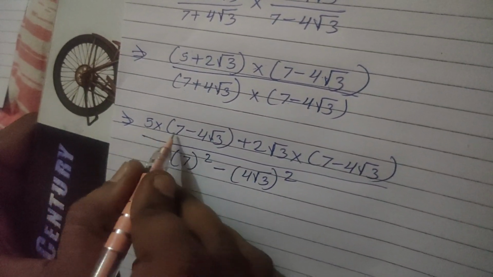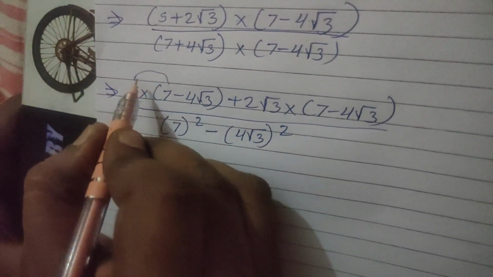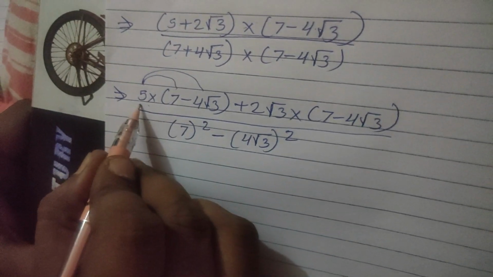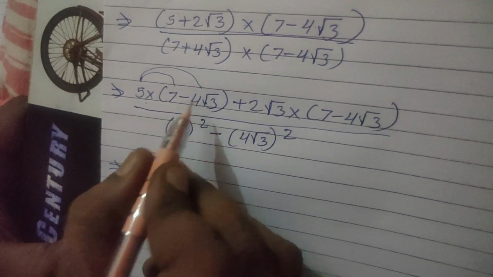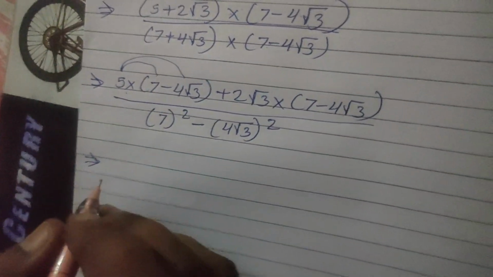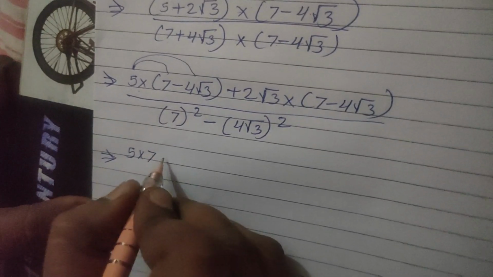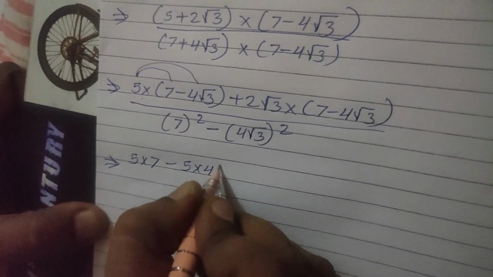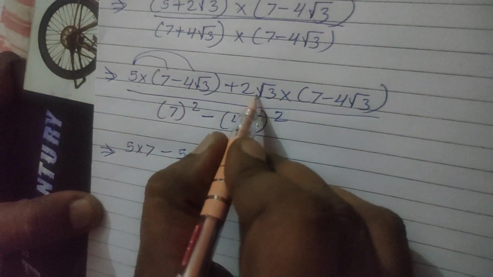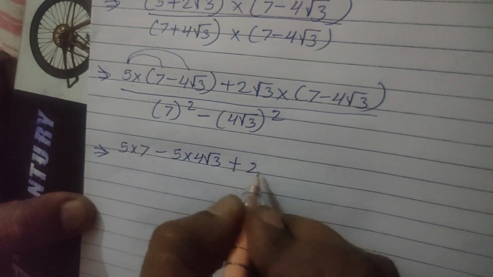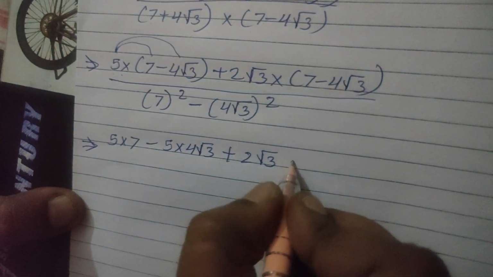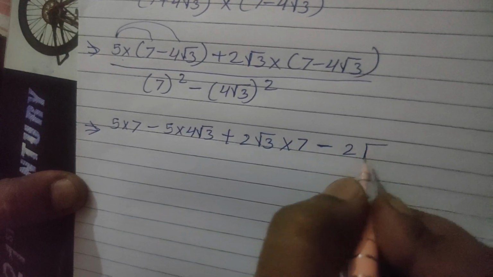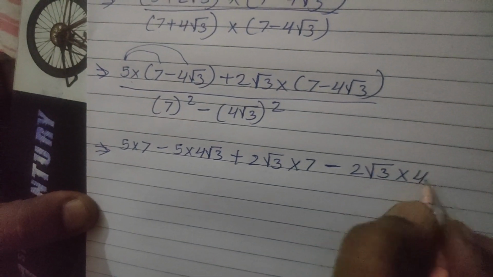Now solve this. You have to multiply a monomial with a binomial, that is the distributive property. Just open the bracket, 5 will get multiplied with each term inside the bracket. So 5 into 7, plus into minus, minus 5 into 4 root 3, plus, again by the distributive property, 2 root 3 multiplied with the first term, 7, then plus into minus, minus 2 root 3 multiplied with 4 root 3.